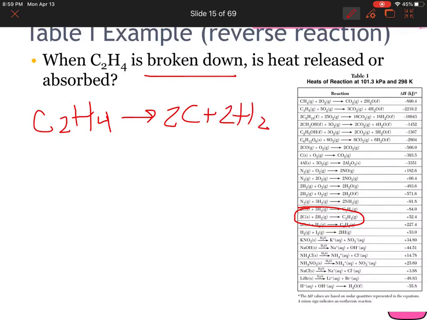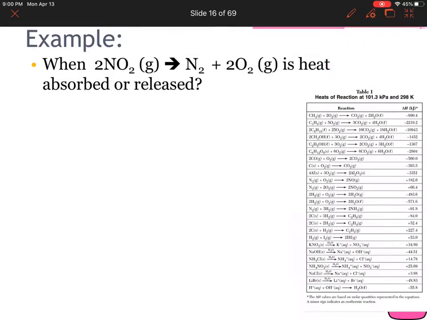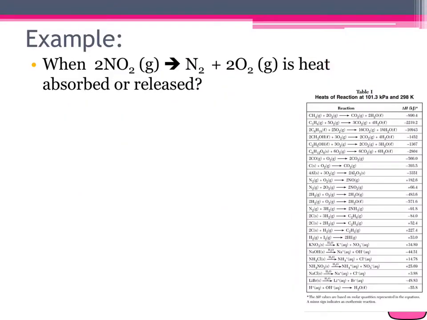So before I flipped the reaction, the delta H was this positive 52.4. When I reverse the reaction, I'm going to reverse the sign of delta H. So if going forward on our table is positive 52.4 kilojoules, going reverse would be negative 52.4 kilojoules. So again, I'm going to look at that sign. That's negative. Tells me heat is being released, or this is an exothermic reaction. So take a second and try this one.